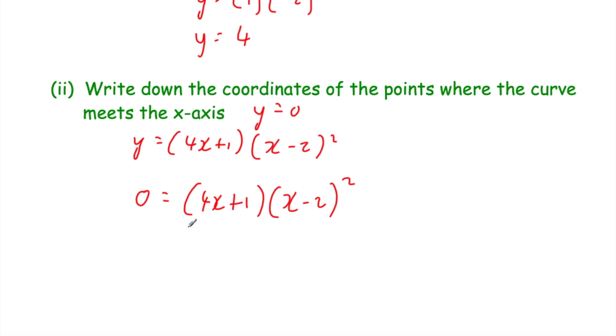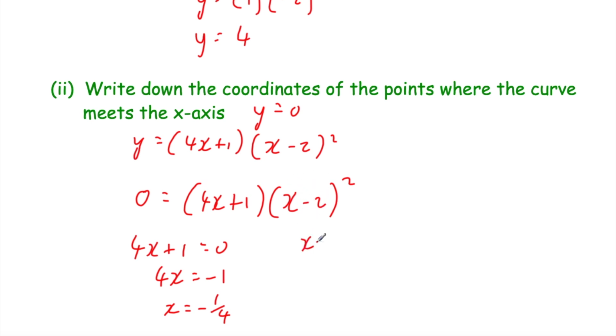So let's start off with this bracket. We've got 4x plus 1 equals 0. And then if we solve that, we get that 4x equals negative 1, taking away 1 from both sides of that equation. And then dividing by 4, we're going to get that x equals negative a quarter. So that's one of the brackets. Now let's have a look at the other bracket. We want to find when this bracket's going to be equal to 0.